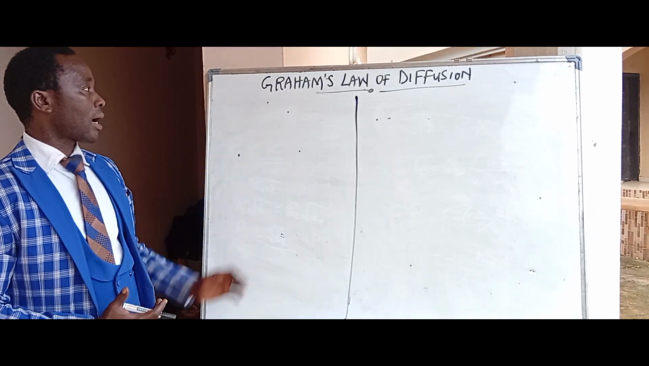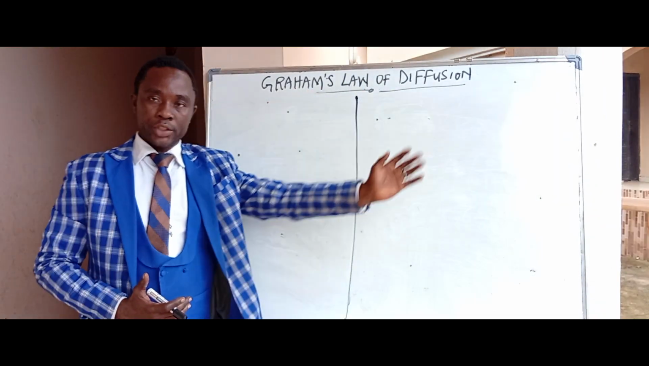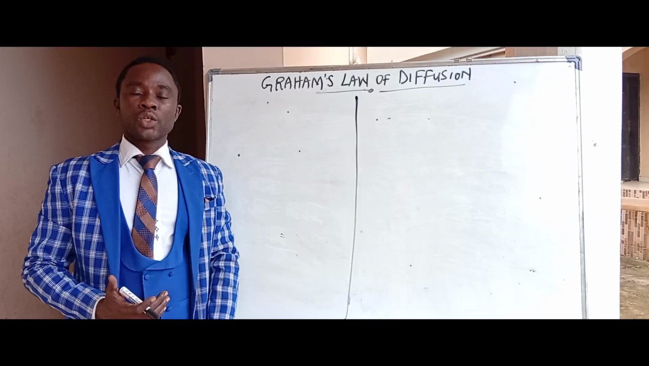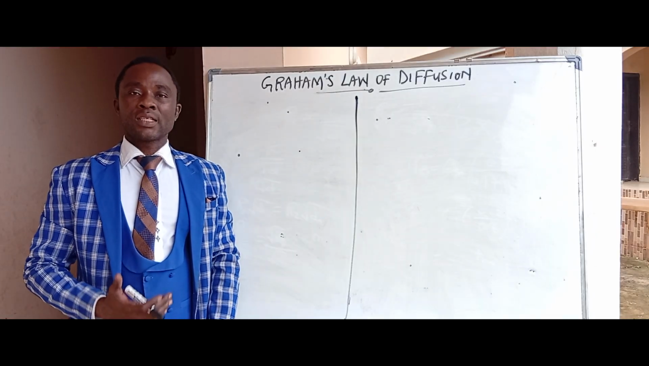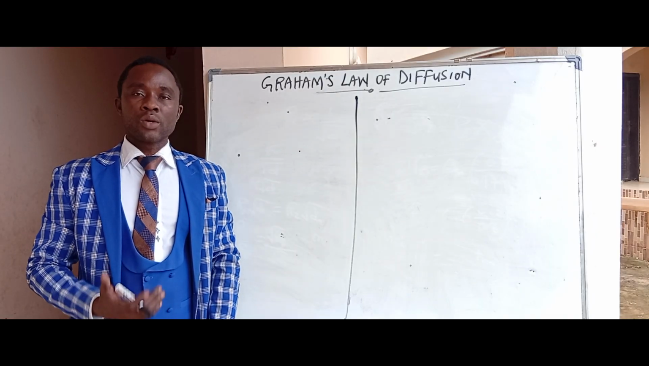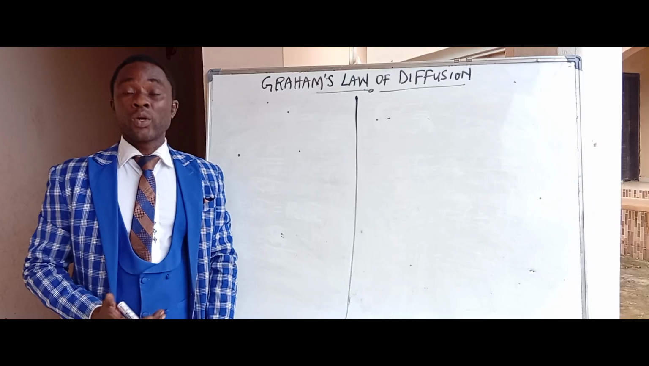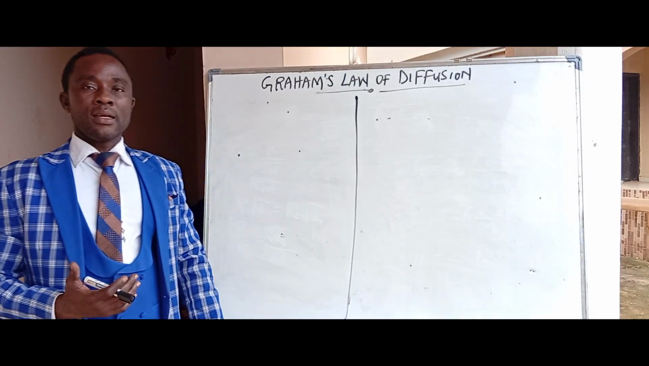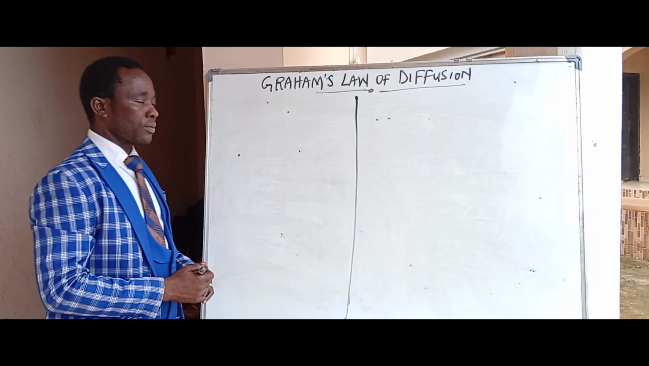Today in our class, I'll be taking you on Graham's law of diffusion. Graham's law of diffusion states that the rate of diffusion of a gas is inversely proportional to the square root of its density or the square root of its relative molecular mass at a constant temperature and pressure.